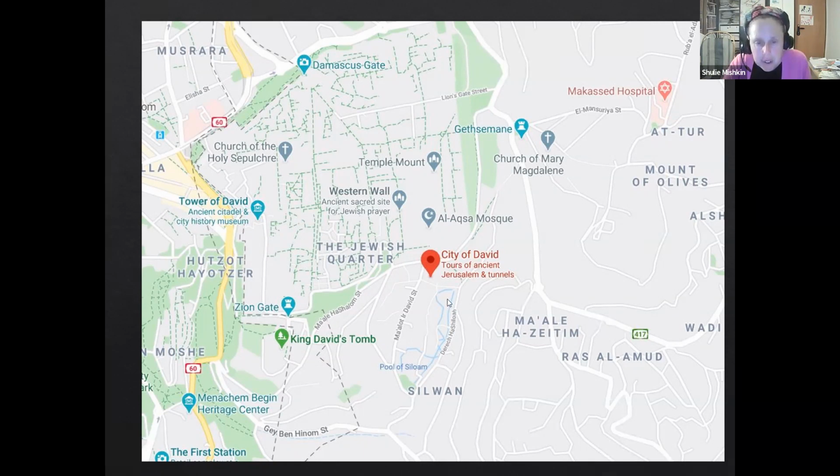Okay, not super important for us right now, but interesting to know. So just to place ourselves and understand where we are, here's the Western Wall, right? Here's the Jewish quarter. So hopefully you know where you are when you are looking at that map.